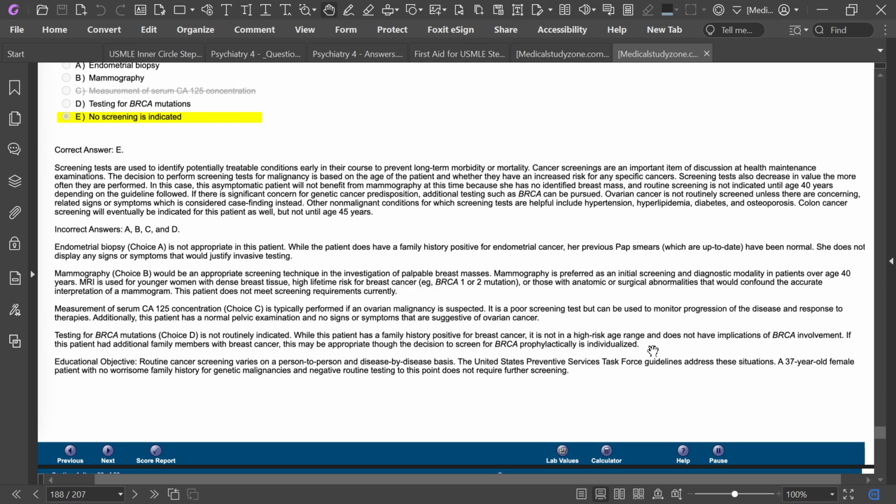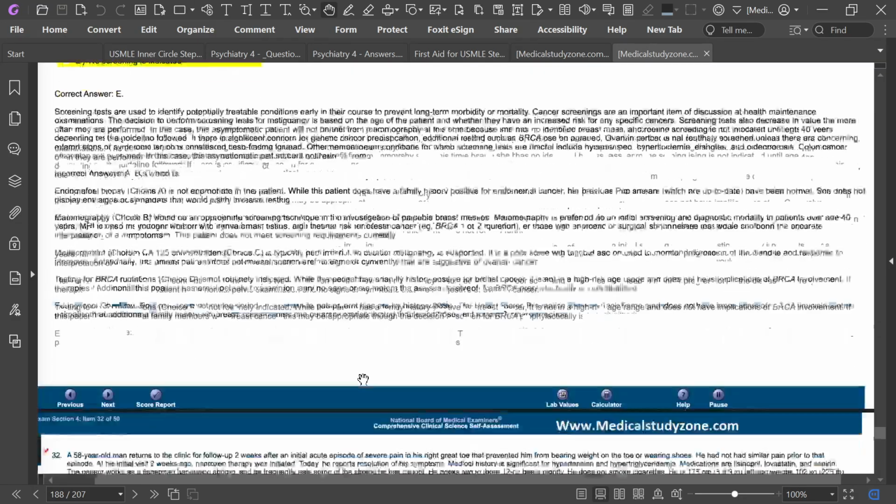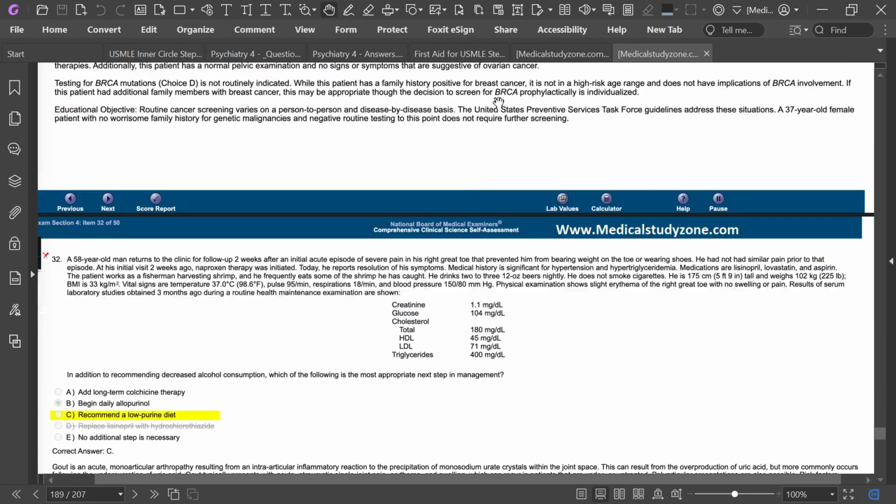Medications: lisinopril, lovastatin, aspirin. The patient works as a fisherman harvesting shrimp, and he frequently eats some of the shrimp he's caught. He drinks 2 to 3 12-ounce beers nightly. He doesn't smoke cigarettes. BMI is high, BP is high. It's the only thing that's high. Physical exam shows slight redness of the right great toe with no swelling or pain.